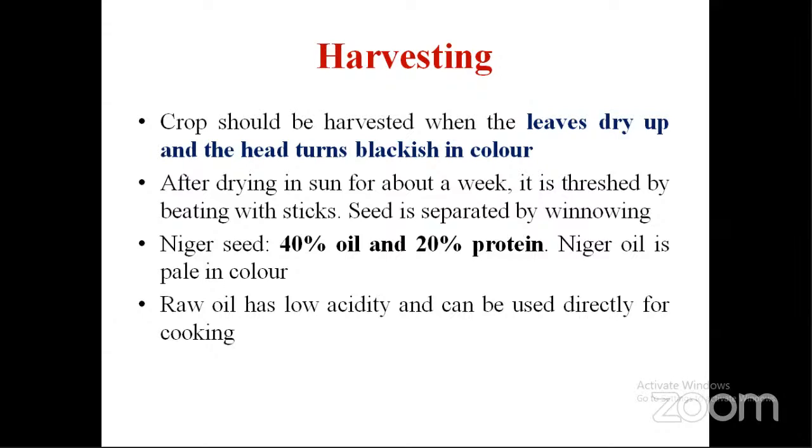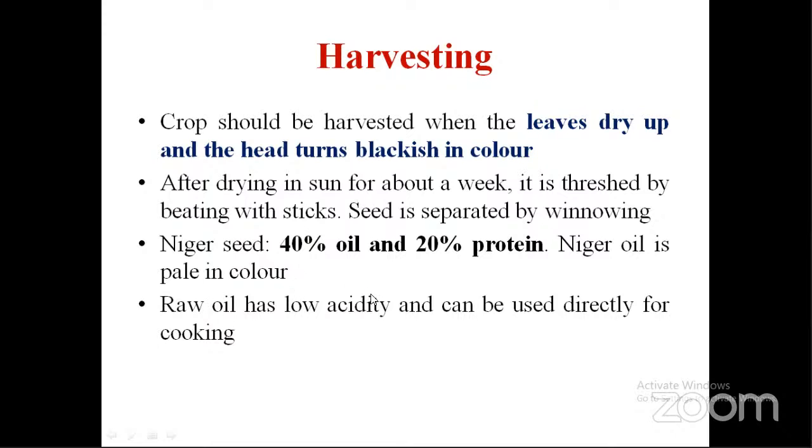This crop should be harvested when the leaves dry up and the head turns blackish in color. These are the harvesting indicators in Niger. After harvesting, we should dry this Niger under the sun drying method for a week. After that, threshing can be done. This Niger seed generally consists of 40% oil and 20% protein. And Niger oil is pale in color. Here you should remember how much percentage of oil it has and how much percentage of protein it has.